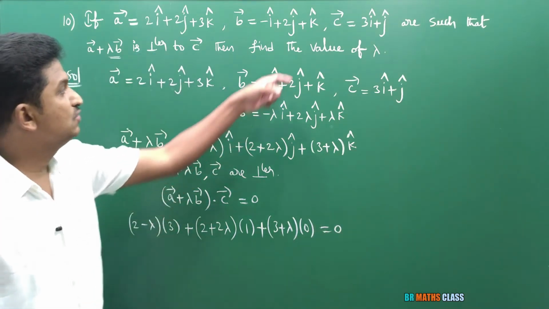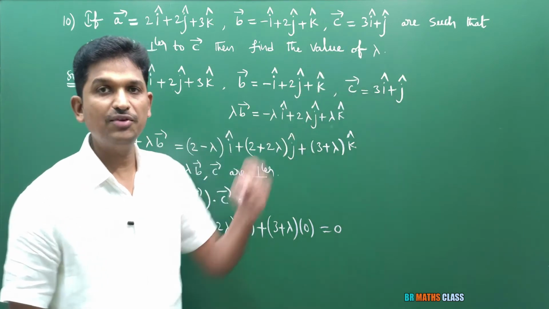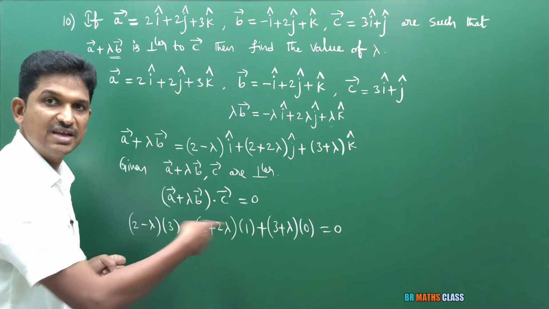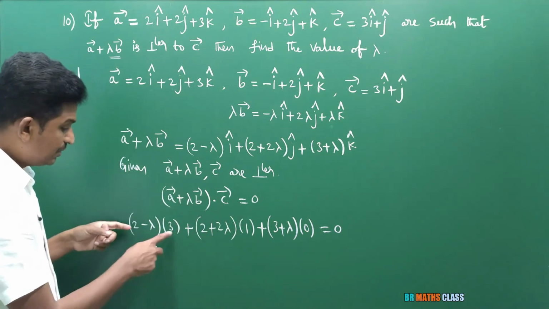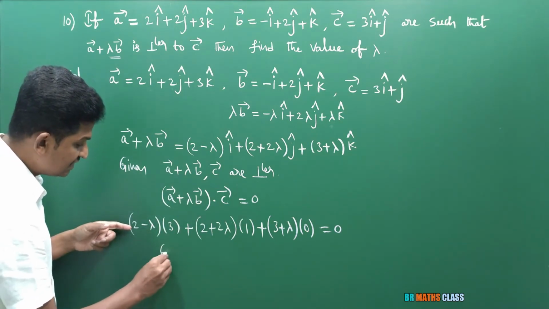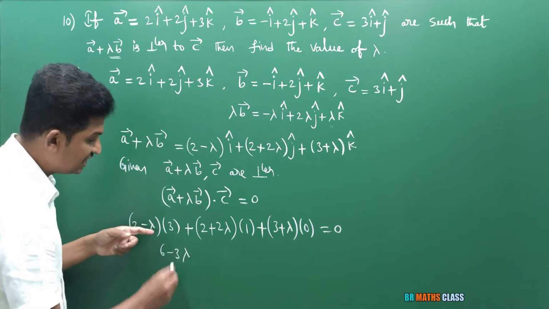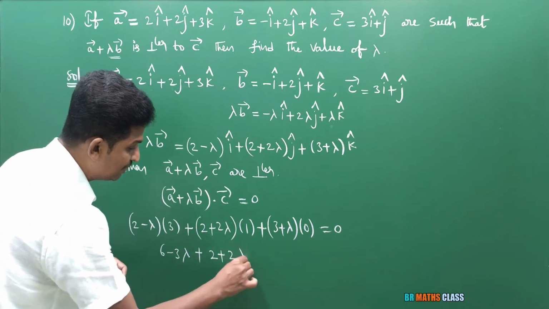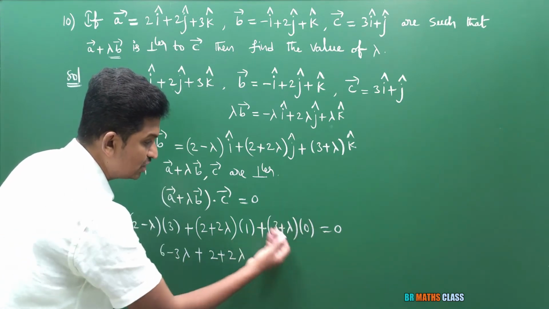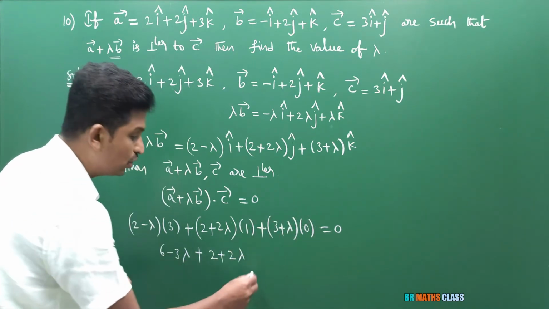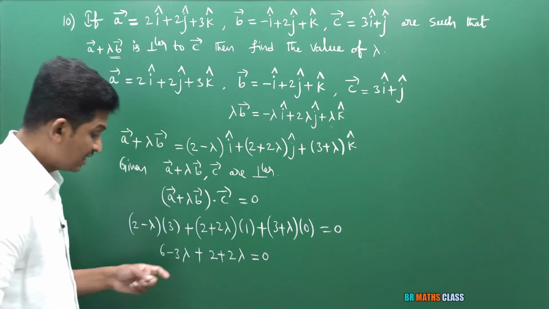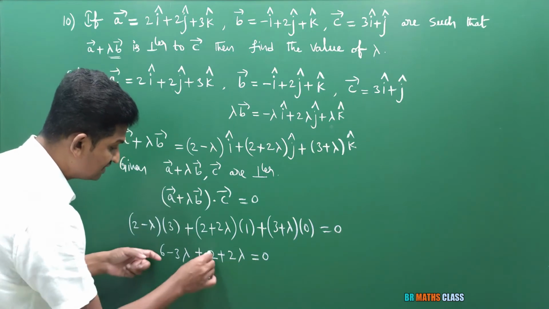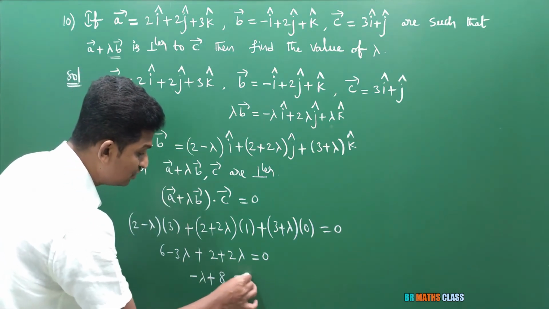What do I want to find? You see the question, what are they asking? Find the value of lambda. I need to calculate lambda. If I simplify this, I will get the value of lambda. Multiply with 3, what will you get? 3 2s are 6 minus lambda into 3 is 3 lambda plus 2 plus 2 lambda into 1 is 2 plus 2 lambda only. Plus this whole term 3 plus lambda into 0 is 0. So equal to 0. Here minus 3 lambda plus 2 lambda is minus lambda, plus 6 plus 2 is 8, equal to 0.